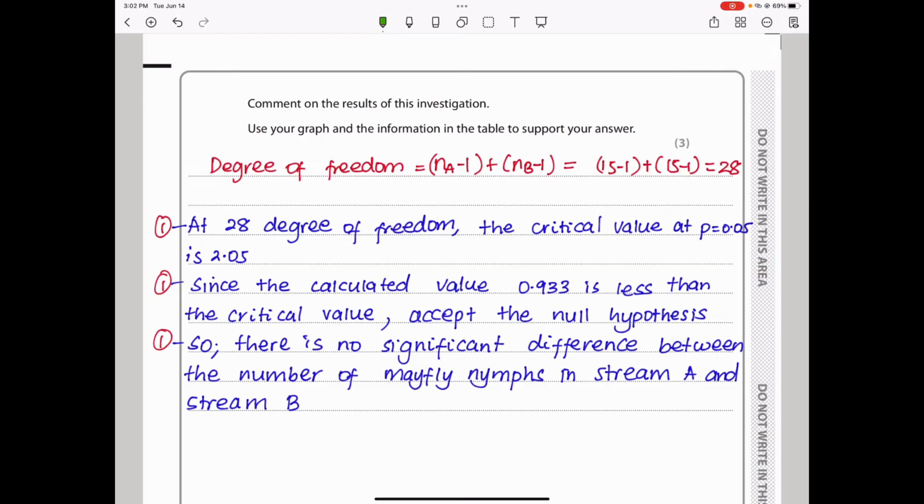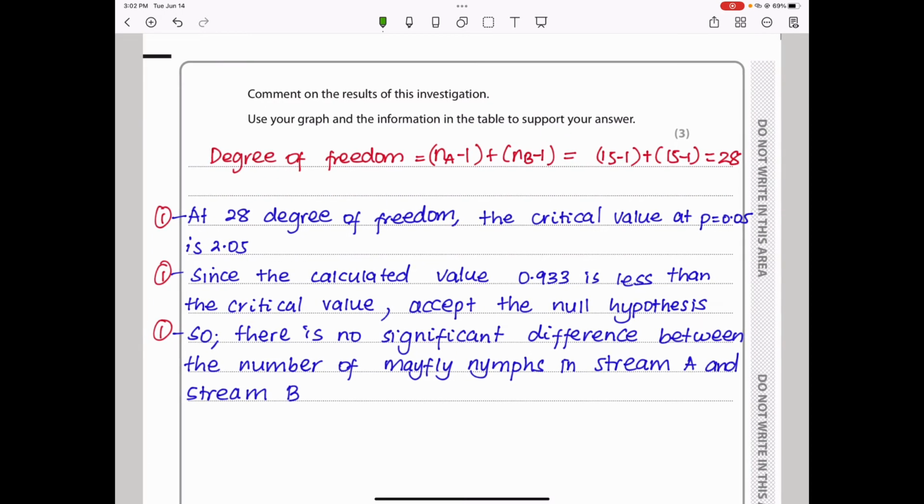They say, comment on the results of this investigation. Use your graph and the information in the table to support your answer. I calculated this, as I've already done before, and I got 28. So I say that at 28 degrees of freedom, the critical value at P equals 0.05 is 2.05. And then I say, since the calculated value, 0.933, is less than the critical value, we will accept the null hypothesis.